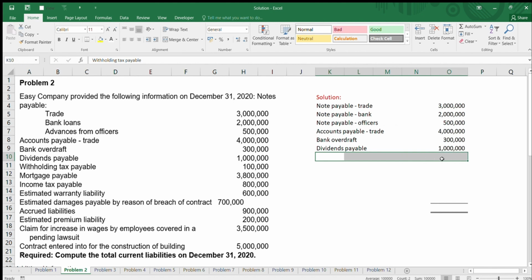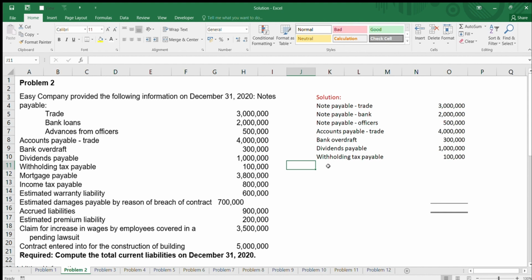Next, mortgage payable. The mortgage payable is usually long-term. So, that is not part of our solution. That is a non-current liability. Next, income tax payable. Just the same as the withholding tax payable, it does not have to be paid ASAP. It depends on the deadline set by the BIR. So, that should be paid within 12 months from the end of the reporting date, which is December 31, 2022. So, that should be part of your current liabilities.